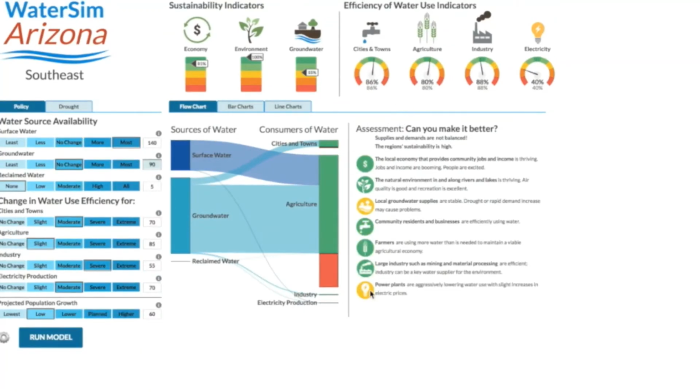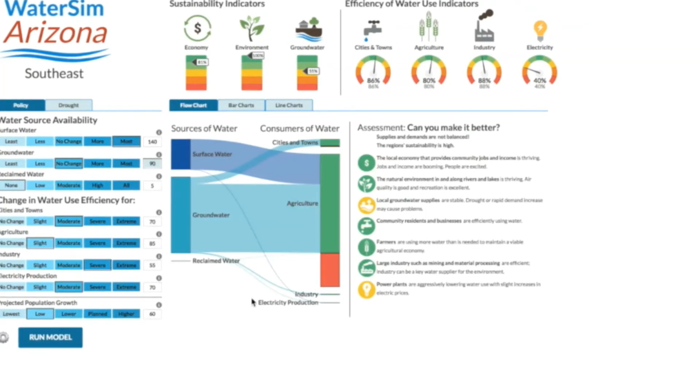Next up, the assessments category shows how you can improve your policy choices. The assessments categories that are not in green, so they're yellow or red, will provide insight as to how supply and demand can better be balanced in the model. For example, the assessments can show where water is being wasted so that corrective changes can be made.